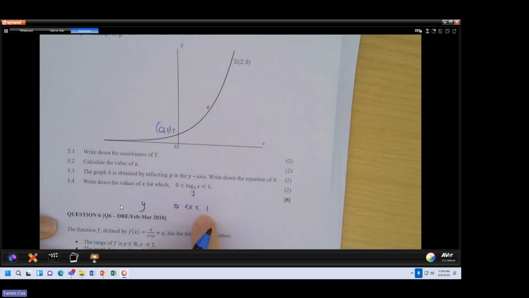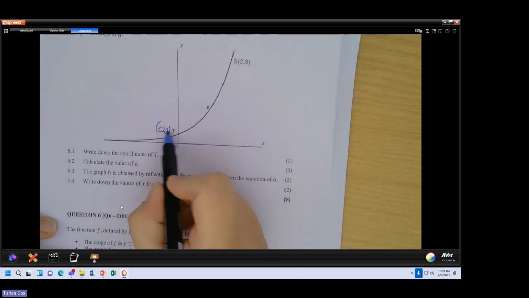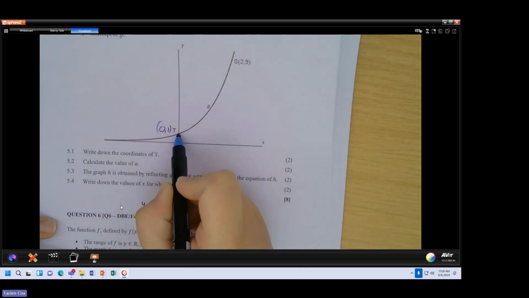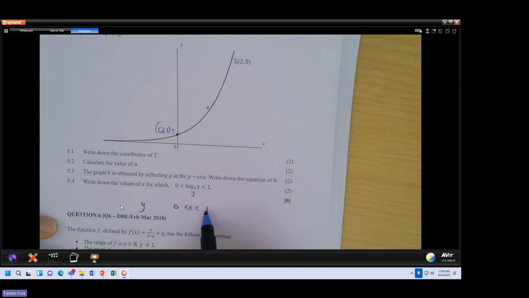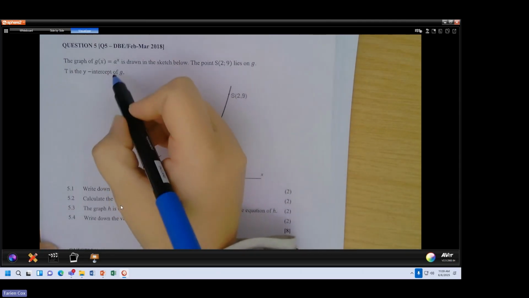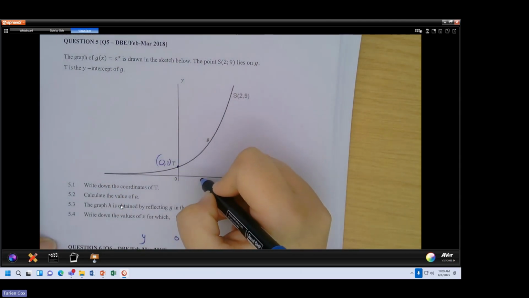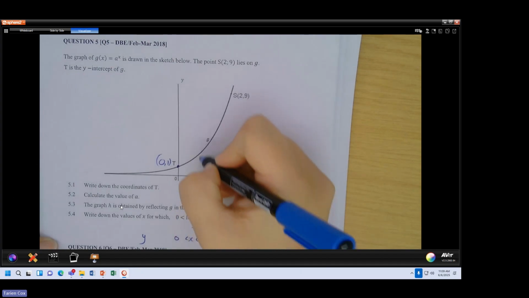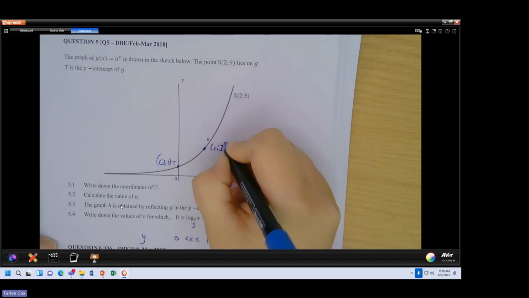So I know that my x value is 0 here and the y value is 1. So this is one of my coordinates that I'm going to use. But then I still need to know what the y value is when x is 1. So I place that 1 into my equation, which is 3 to the power of 1, which means it will be 3. So when x is 1, I will have a coordinate of 1 and 3.